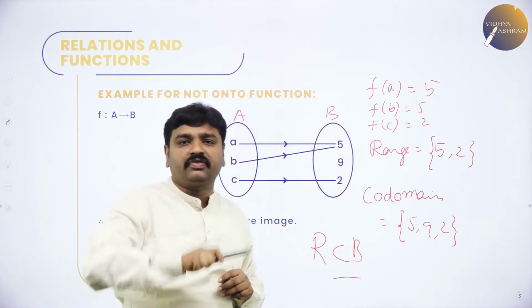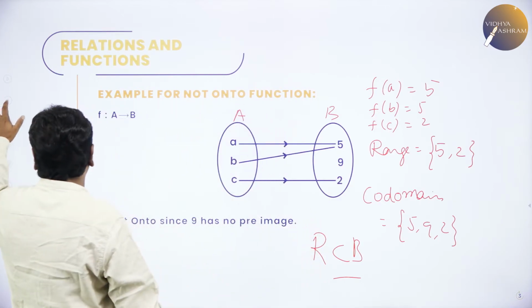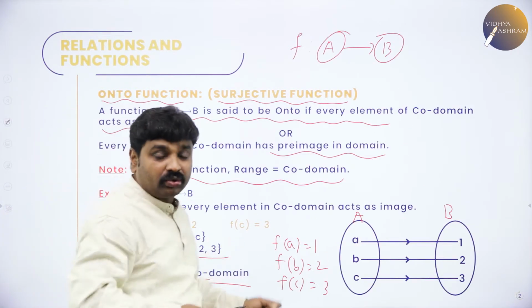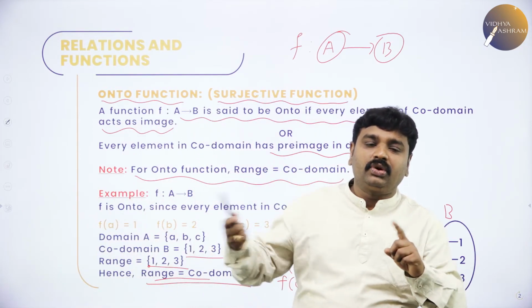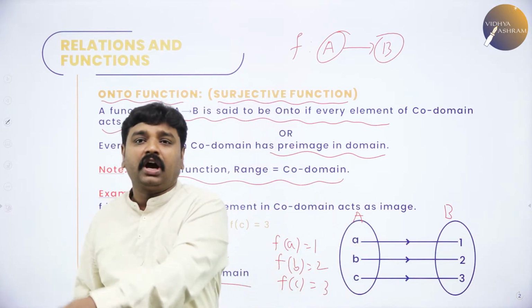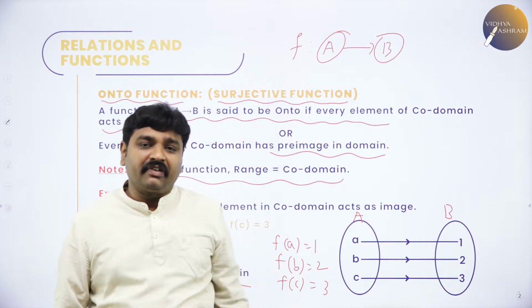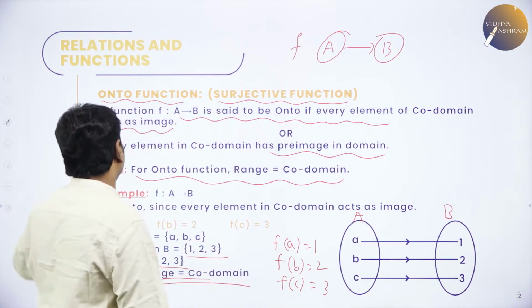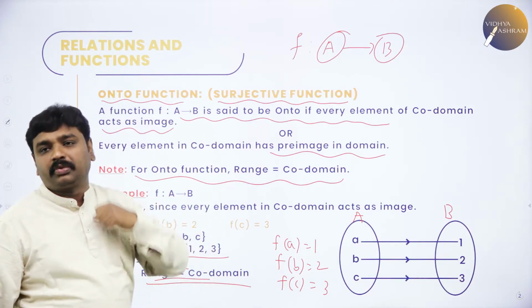Generally range is a subset of codomain, but in an onto function, if the function is onto, then codomain and range both will be same. For an onto function, range will be equal to what? Codomain. So what is an onto function? A function f maps A to B is said to be onto or surjective if every element in codomain acts as image. If every element in codomain acts as image, then it is onto. They will not ask you to define onto, but if you know the definition, you can answer the problems.